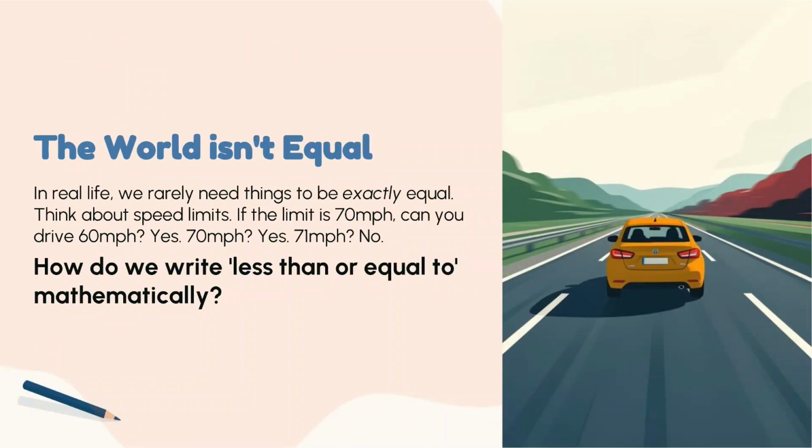In real life, things are not always exactly equal. Think about a speed limit. If the speed limit is 70 miles per hour, can you drive at 60 miles per hour? Yes. Can you drive at exactly 70 miles per hour? Yes. Can you drive at 71 miles per hour? No. So, the rule is not that your speed must equal 70. The rule is that your speed must be less than or equal to 70. Mathematically, we write that using the symbol less than or equal to. So, speed is less than or equal to 70.